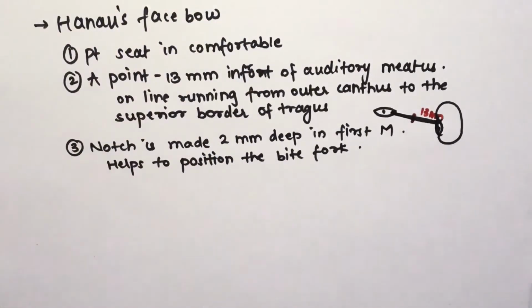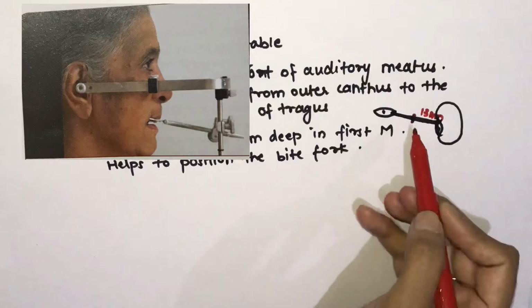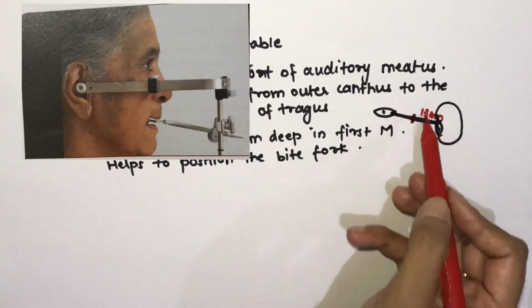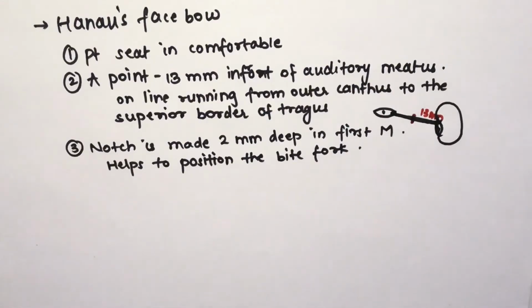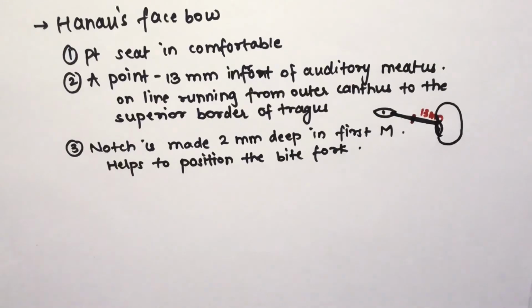The next point is, the U-shaped frame of the facebow along with the condylar rod is positioned on the patient. You are positioning the U-shaped frame into the patient's mouth. Then the condylar rods are moved and placed on the posterior reference point, which is the 13 mm point marked in front of the auditory meatus. So the condylar rod is moved such that it is placed on this posterior reference point, and then it is locked with the U-shaped frame.